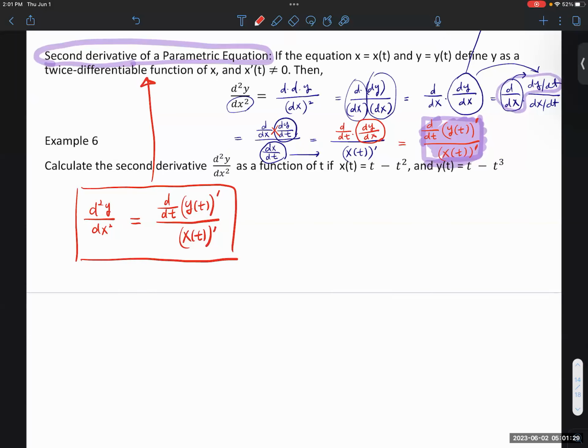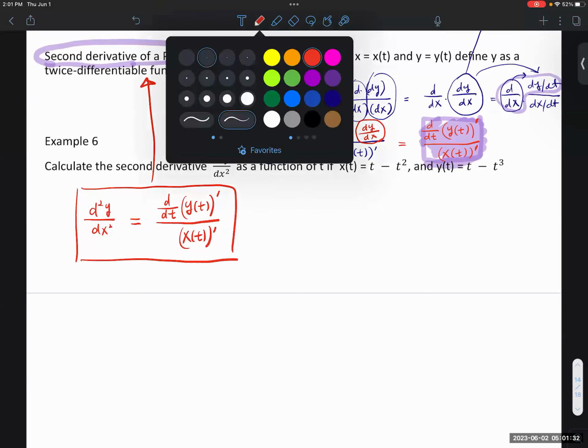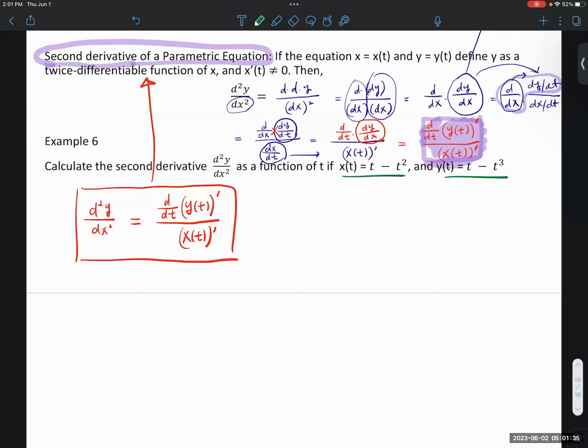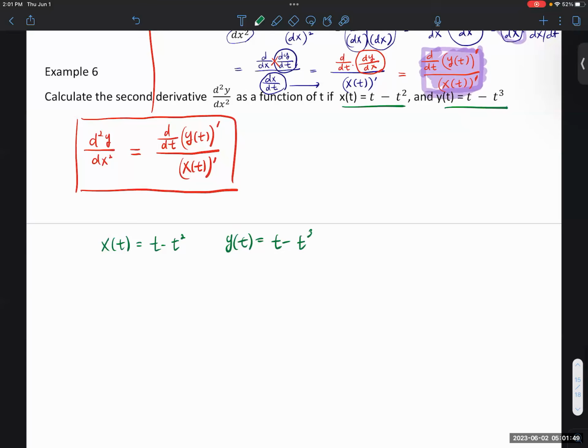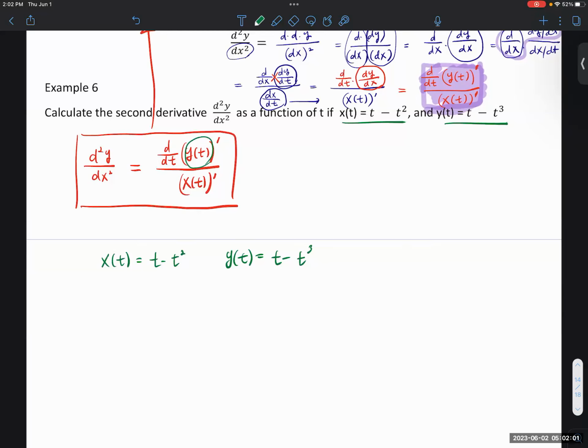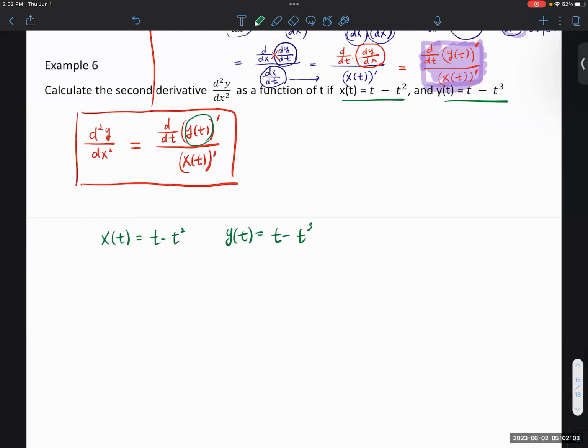Okay, so let's take a look at the example. In this example, they are looking for the second derivative, so we're going to do it step by step. x of t is t minus t squared. The y function is t minus t to the third, correct? So we are going to find dy over dx, which is this part.